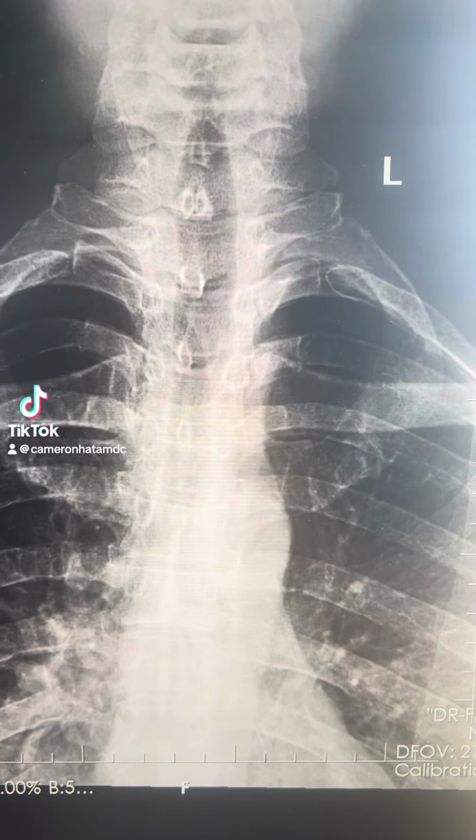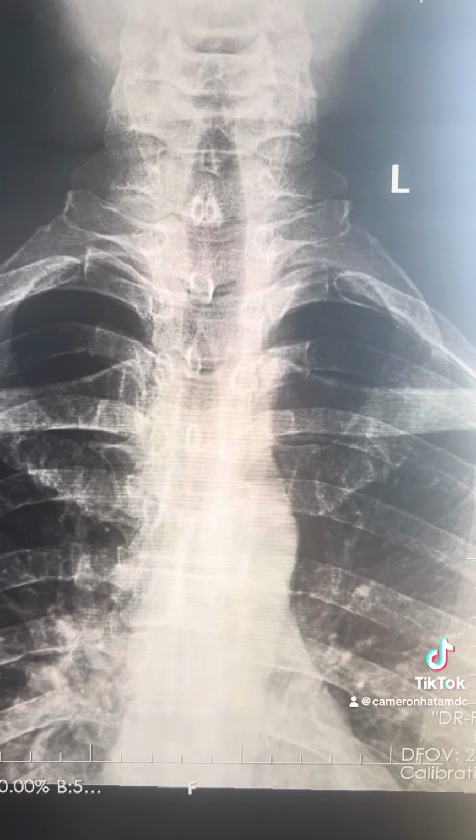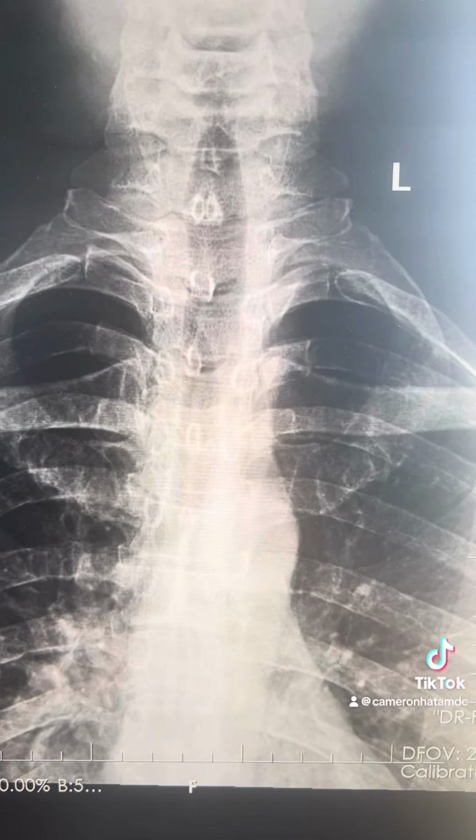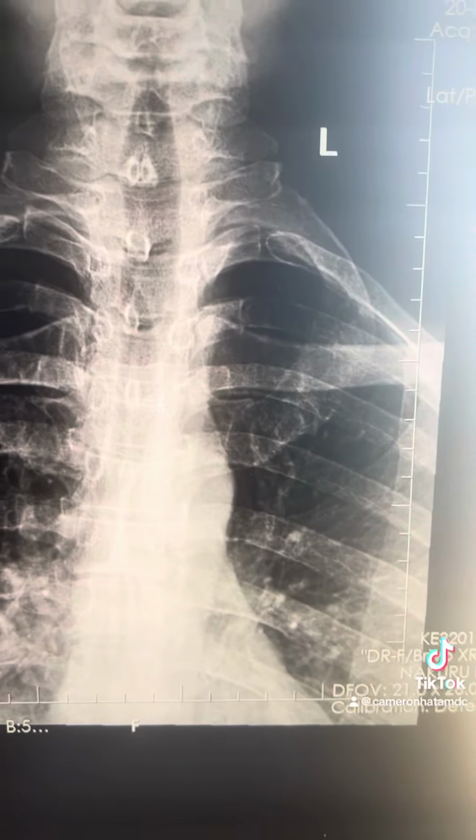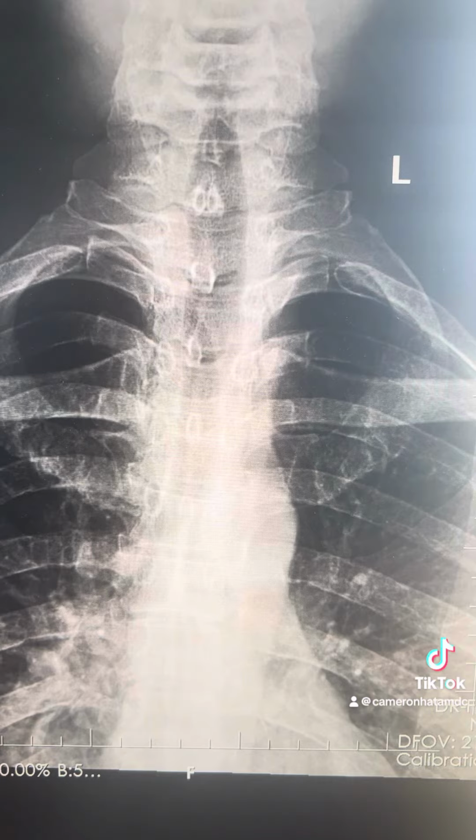Good morning, everyone. We're going to be looking at a TikToker request. This gentleman wants to have an official second opinion. So let's begin. So this is the AP cervical X-ray.